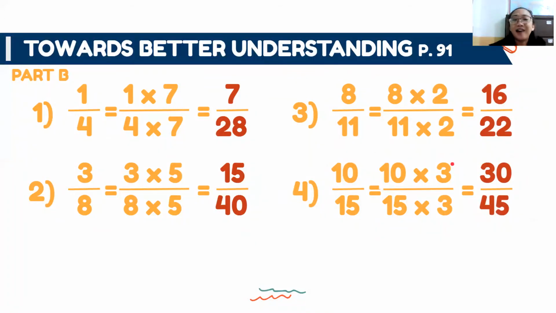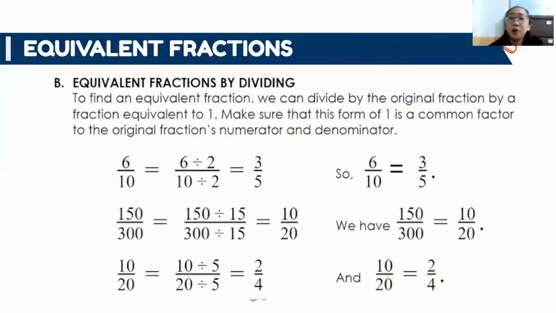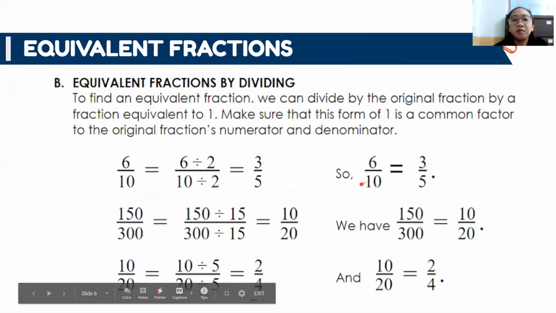You still have items 5 and 6 to do. Please do that by yourself to practice multiplying by a form of 1 to get an equivalent fraction. But we don't just multiply, we could also divide by a form of 1. Here we have the forms of 1: 2 over 2, 15 over 15, where else?